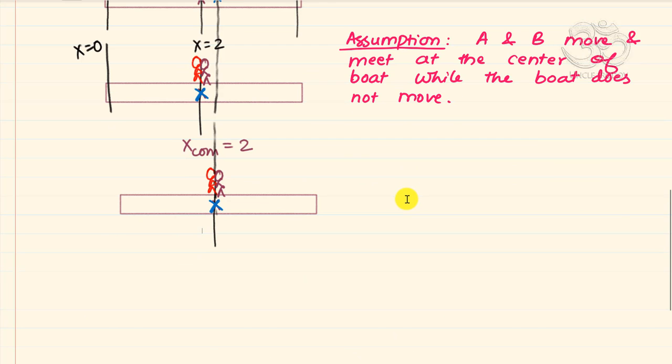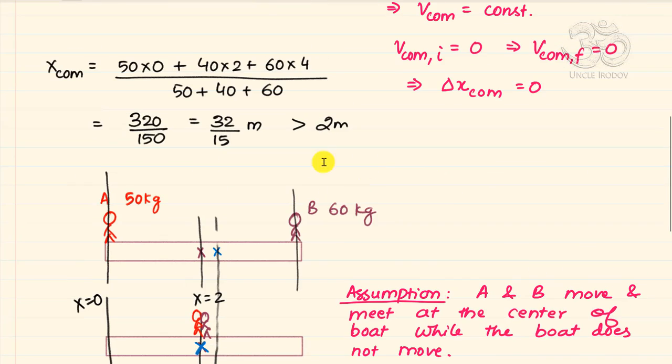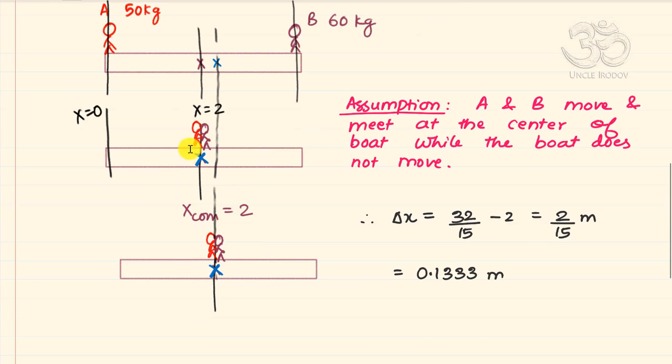So therefore delta x is 32 by 15 minus 2, that is 2 by 15 meter, or 0.1333 meter with a bar on that 3. So this is how you can do this using a diagram. You can just think about what happens to the system if the boat doesn't move, and where does that center of mass go, and then because the center of mass should not go there, it should be back to this point where everything should be shifted. So something of this kind.